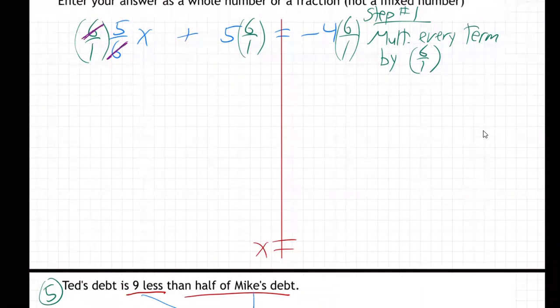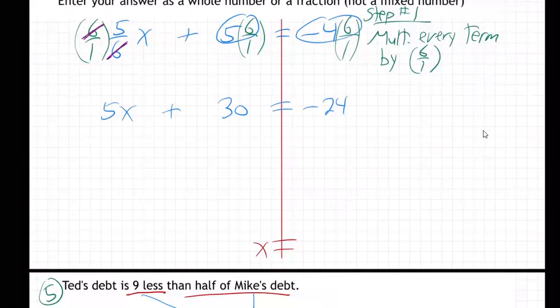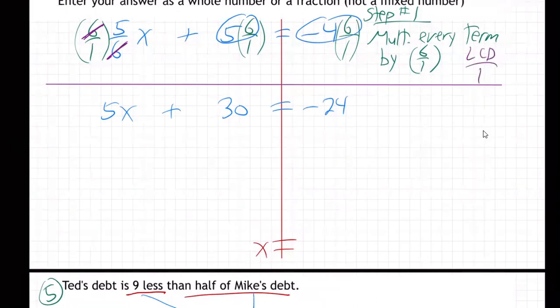So what does that leave us? On the next step, 5x plus, now what happens here? Well, 5 times 6 is 30, equals minus 4 times 6, minus 24. So that was step number 1. Now it's much nicer, no more fractions. Life is always easier in math when there's no fractions. That's why we did that first. We multiplied every term by the LCD over 1, the least common denominator. It's really the only denominator in this problem, which is 6.